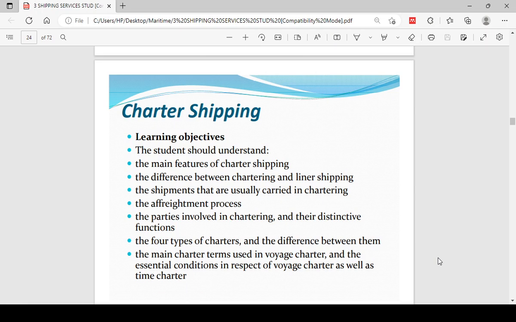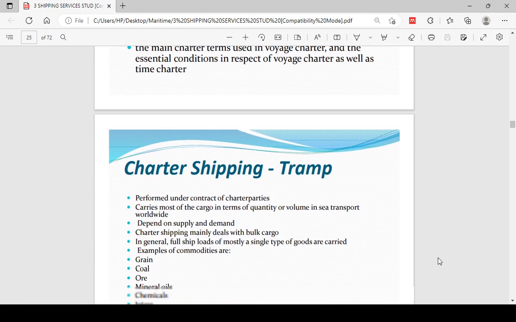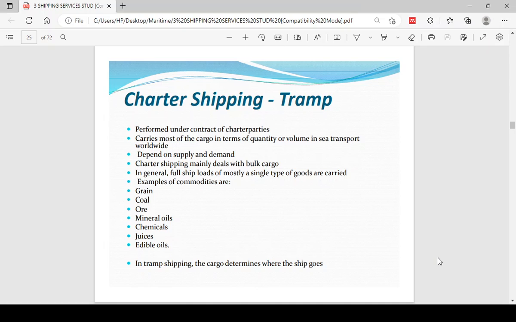conditions with respect to voyage charter and time charter. Now, in tramp shipping, they carry the shipment under what we call a contract of charter parties. So that is why we call it charter shipping, a contract of charter parties. The charter parties is the main document that is usually used in tramp shipping. Sometimes they will use other documents, even including bills of lading, but the main document used in charter shipping is the charter party.